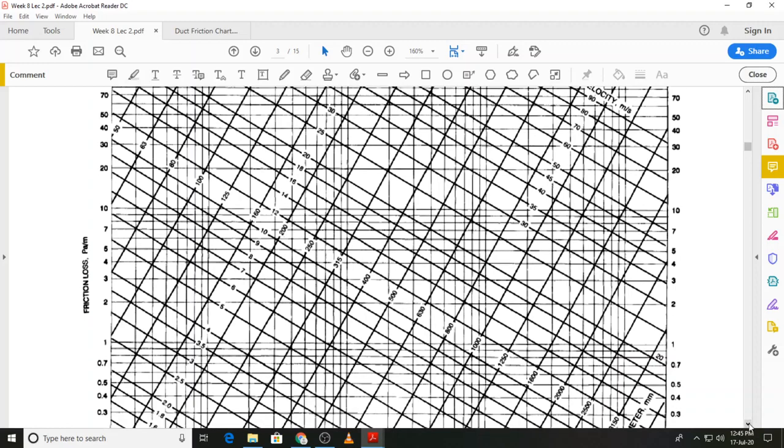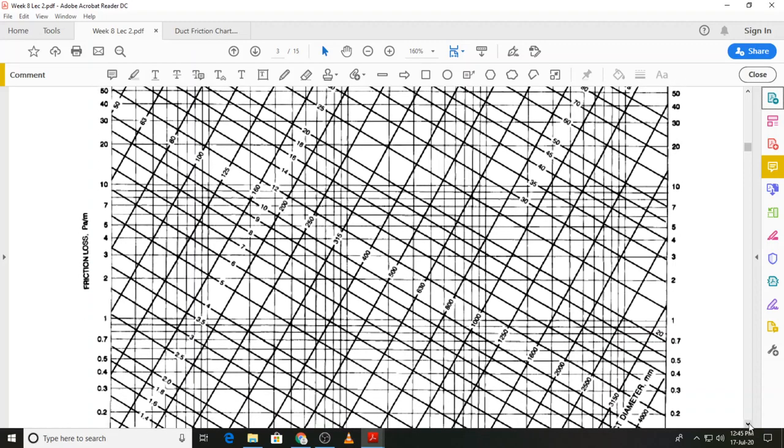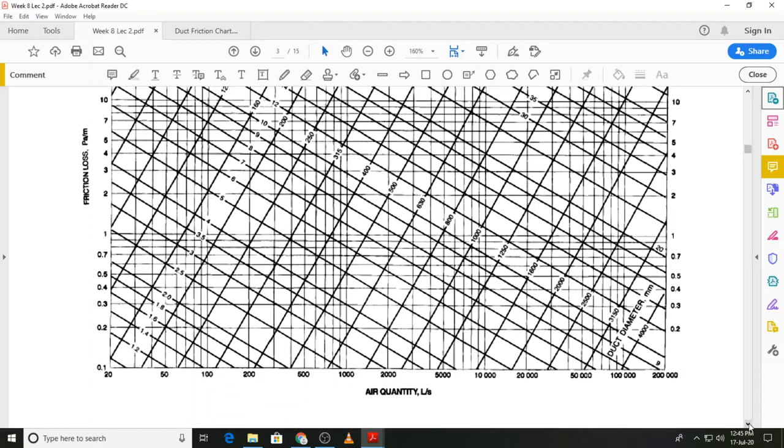and we can use this chart to calculate the friction loss through a straight length of a duct. I will come to this chart shortly and show you how we use this chart. Okay, so you can see that we have the air quantity over here and the friction pressure loss.